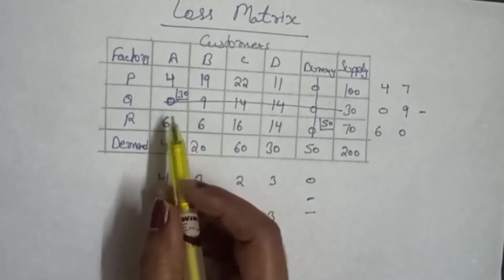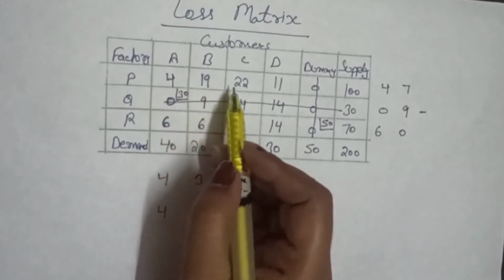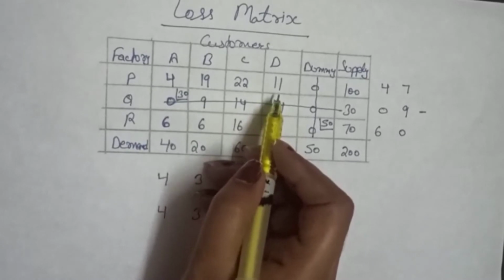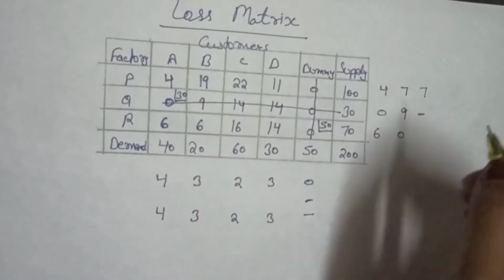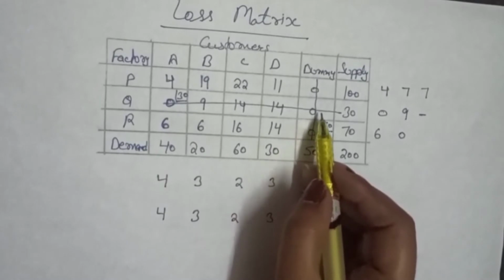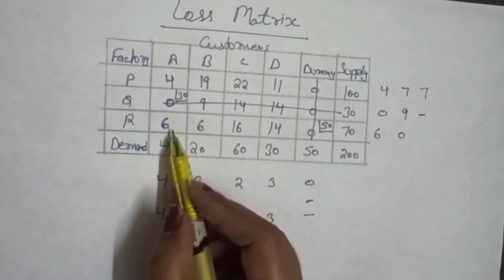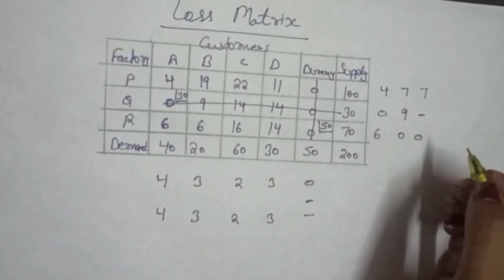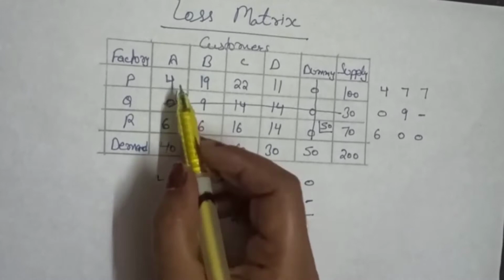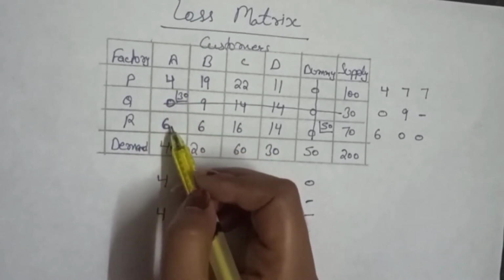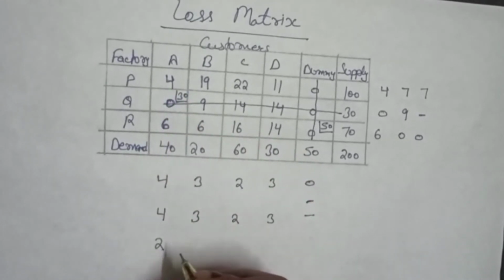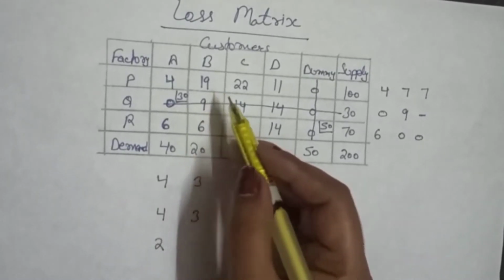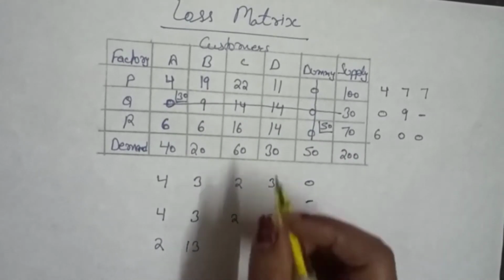Now we will find the difference between 4, 19, 22, 11. Here our least value is 4 and next least value is 7. So the difference is 7. This row already satisfied, so we will go to next row. Our least value is 6 and next least value is 6. So the difference is 0. Here our least value is 4 and next least value is 6. So the difference is 2. Here we have least value 6 and next least value 19. So the difference is 13.